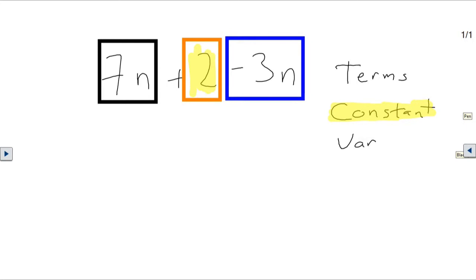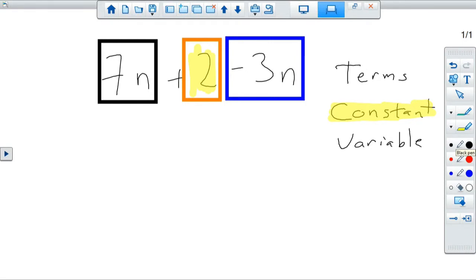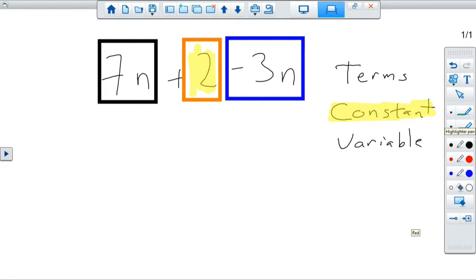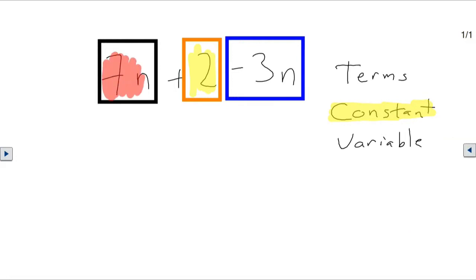Again, we've talked about this a little bit, but a variable term is going to have different values. As we look up here, 7n, for example, could have a different value depending on what n is. If n is 2, the value of that term is 14, 7 times 2 is 14. If n is 0, the value of that term is 0. So that's a variable term. It varies, it changes. Same thing is true here. This is a variable term. Depending on what n is, the value of that term could be different. So we have constants and we have variable terms.